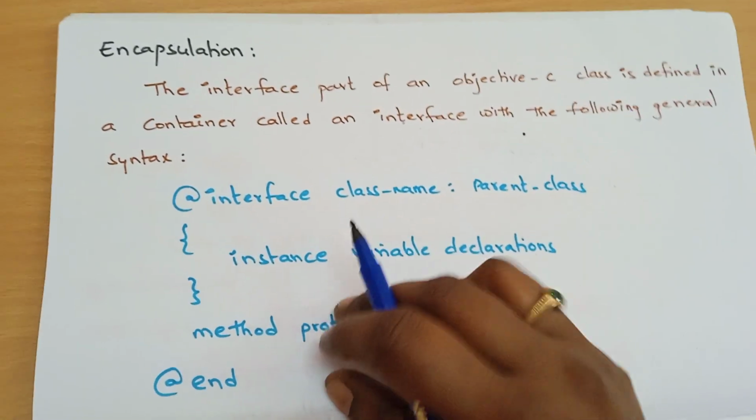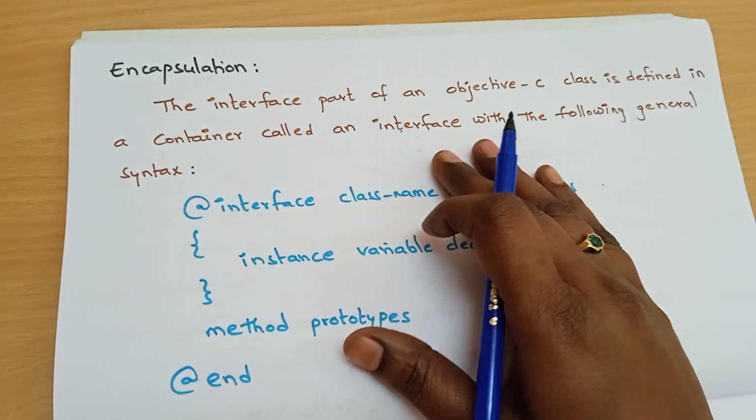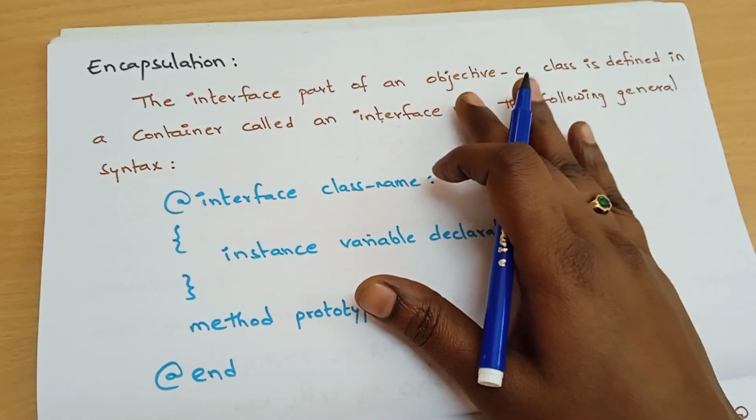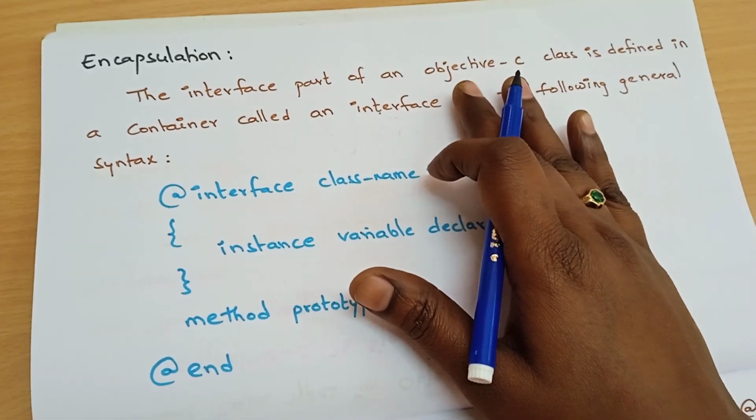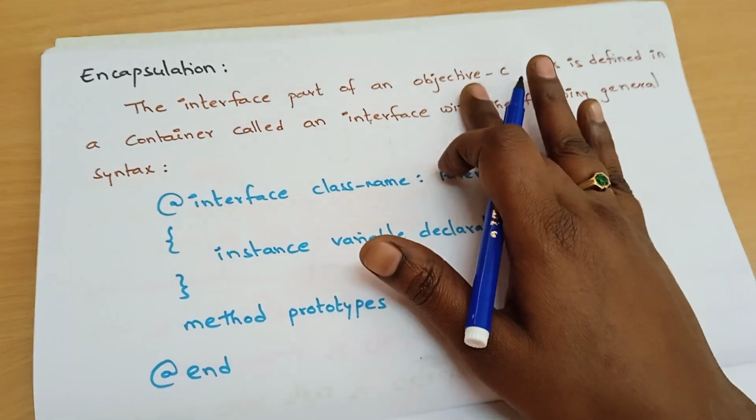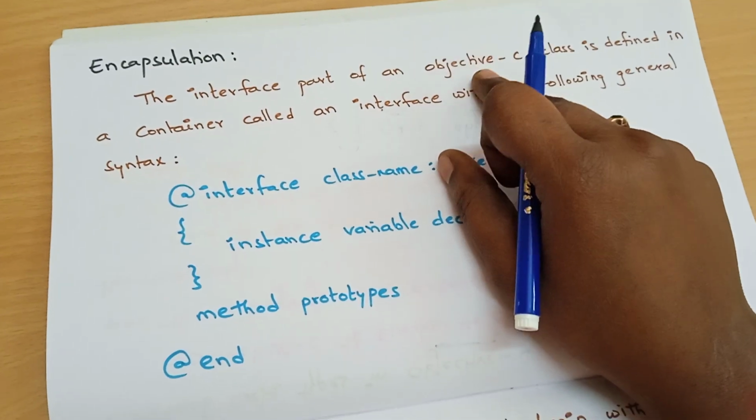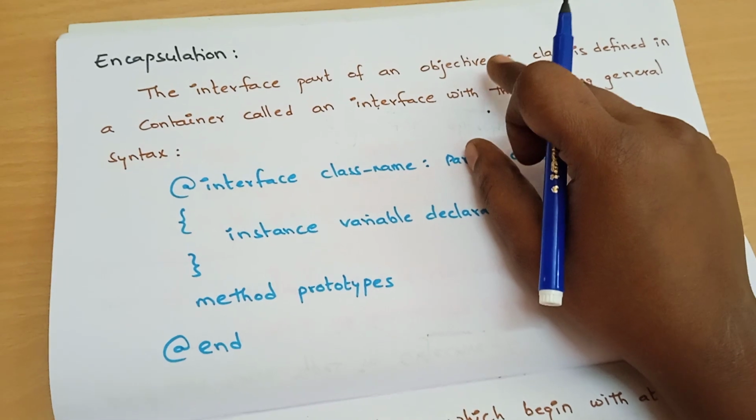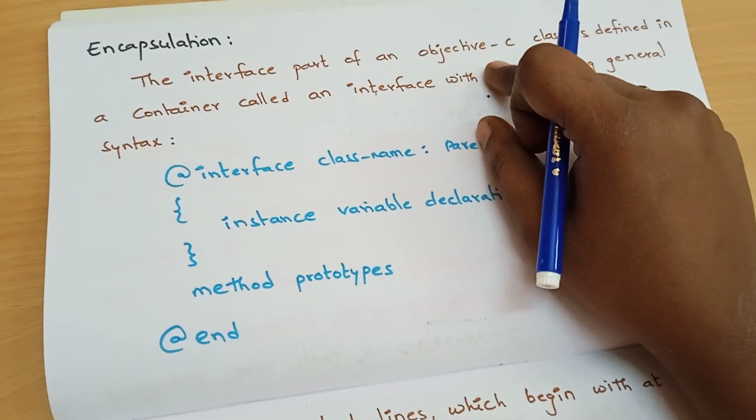Now, look at this. Objective-C is an object-oriented programming language, so it also supports OOP concepts. What OOP concepts will it support? Abstraction, encapsulation, information hiding, all of them will be supported by Objective-C. Now let's see how it supports them.